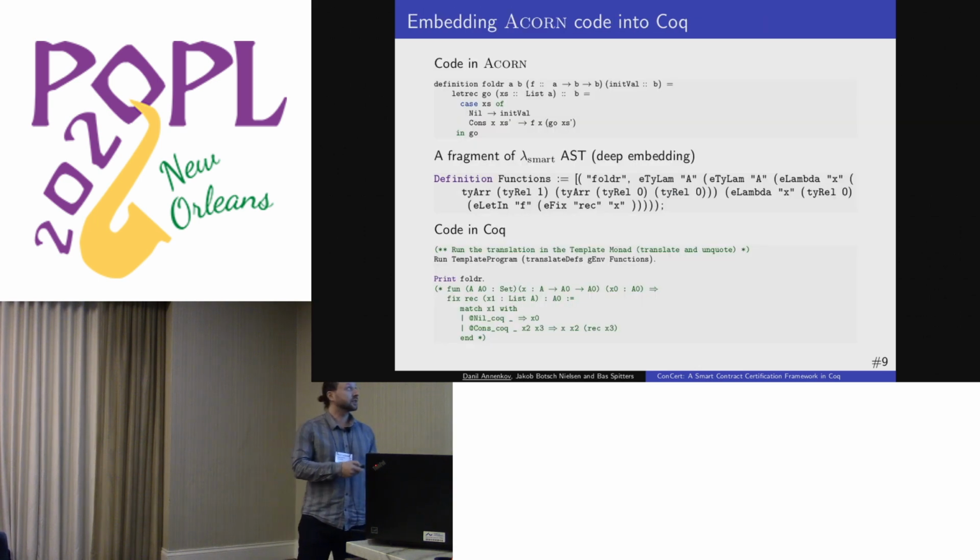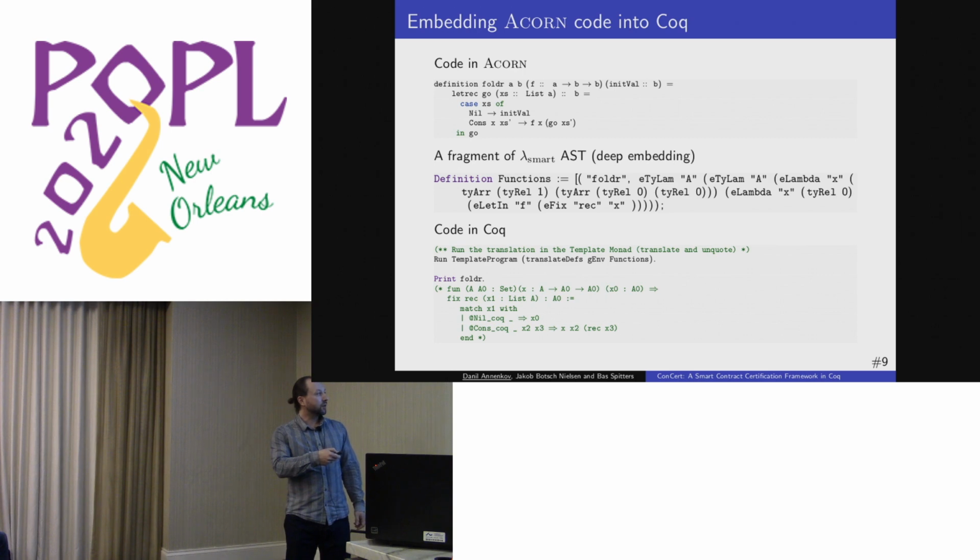So here's just a simple example. We take this code in Acorn, which is a fold right. The Acorn parser gives us an AST, which we print in this form. This looks like a mess, and it should look like that because it's an AST of something. So it's an AST in Lambda Smart.